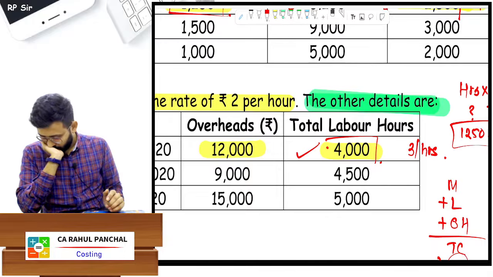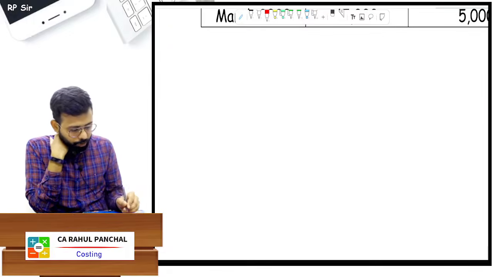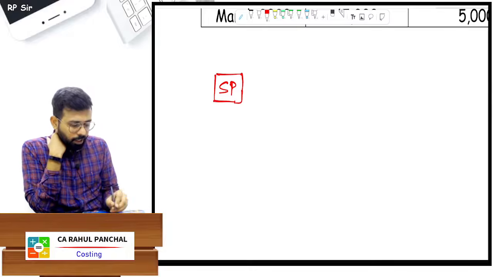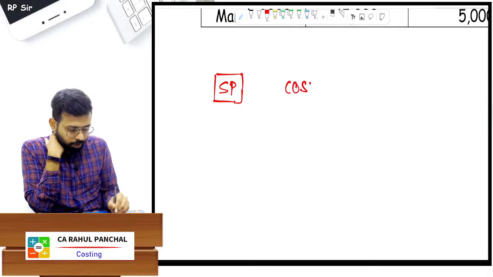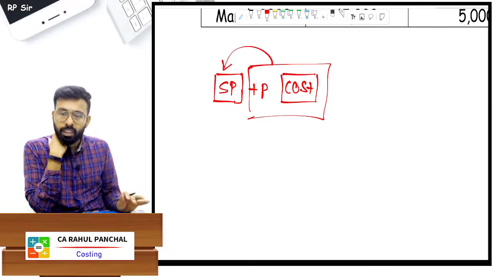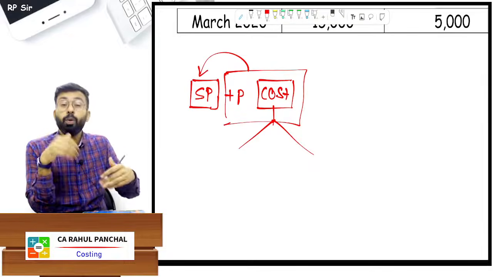Sir, I didn't understand this 3 per hour. See, suppose you want to decide the selling price, right? When you decide the selling price, first you need to calculate the cost. You will calculate the cost, you will add the profit, and once cost and profit is added, you will get the selling price. But for calculation, the costs are divided into two parts.